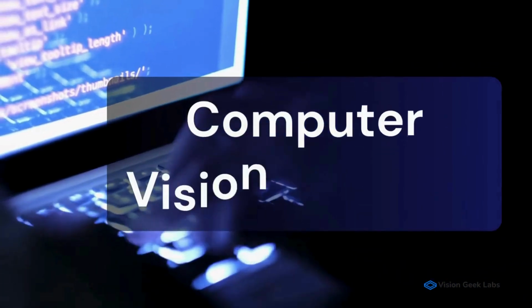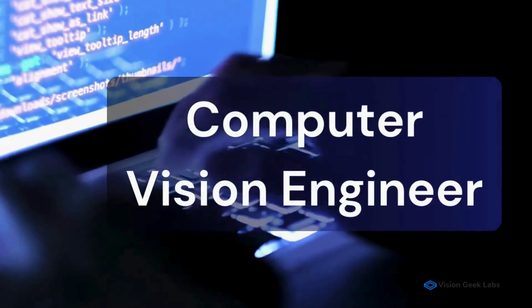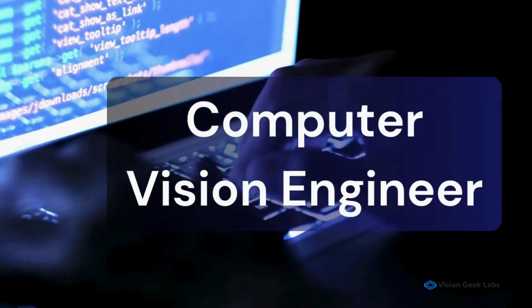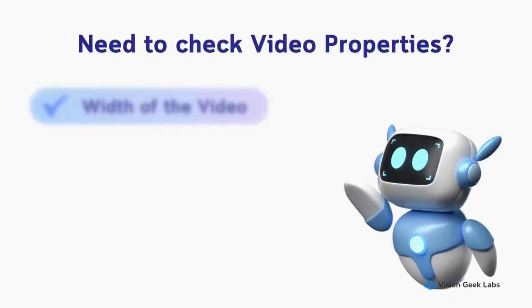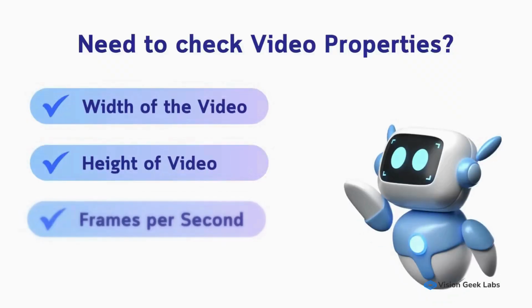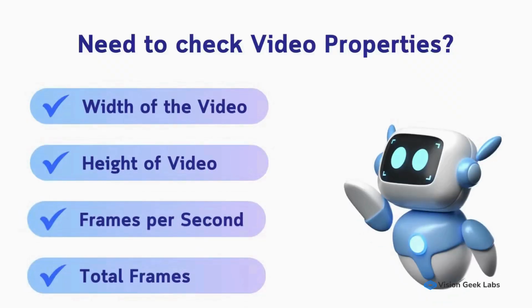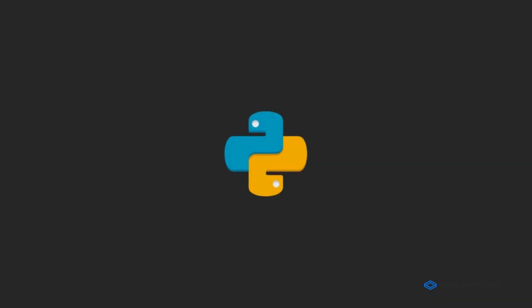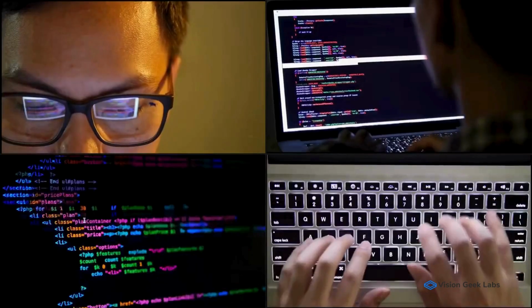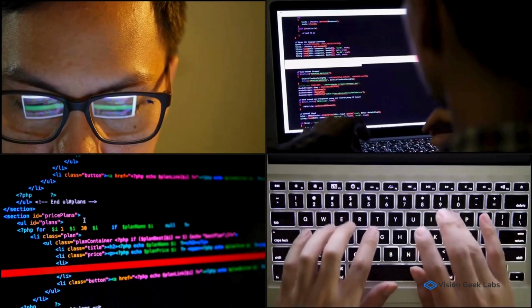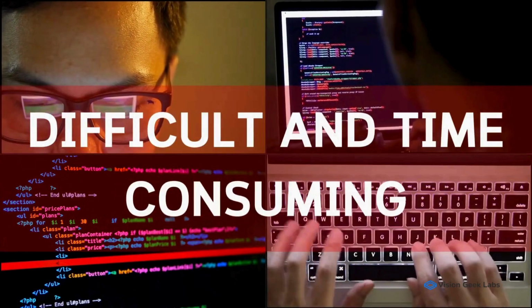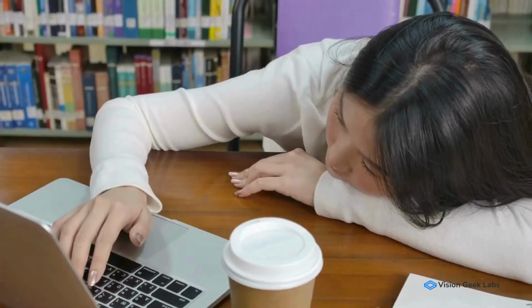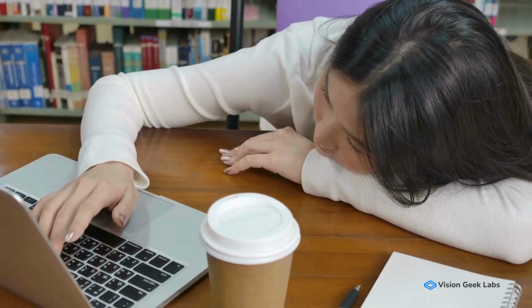As a computer vision engineer, when you are working with videos, oftentimes you need to check the properties of the video such as width, height, FPS and the total number of frames present in the video. Opening up a Python script and writing a bunch of lines of code every time to check these properties is difficult. And sometimes we might be just too lazy to do it.